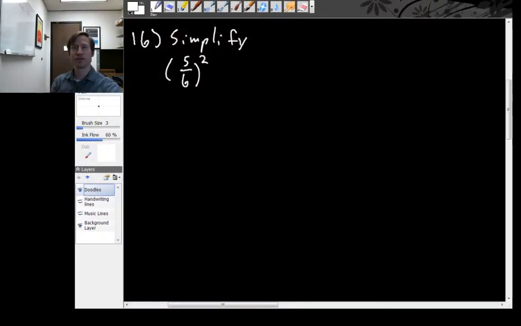Here are a few more problems from the Chapter 4 and 5 quiz. So here's the first one, number 16. We're just going to simplify this expression using the law of exponents.